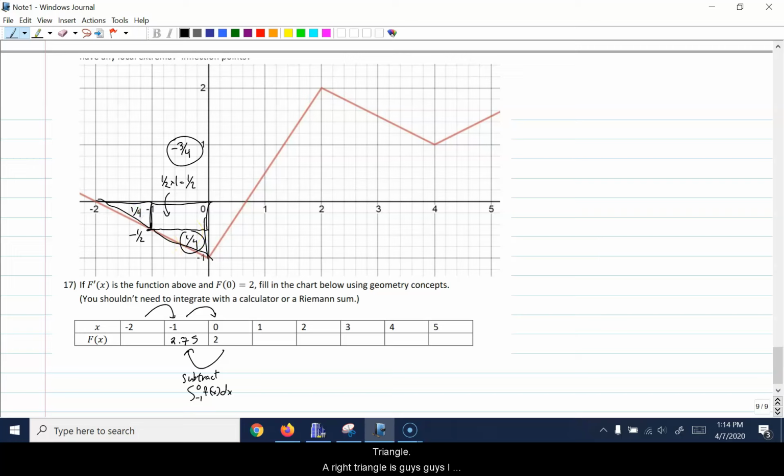I know what a triangle is, guys. Guys, I know what a triangle is. I'm really good at triangles versus rectangles.